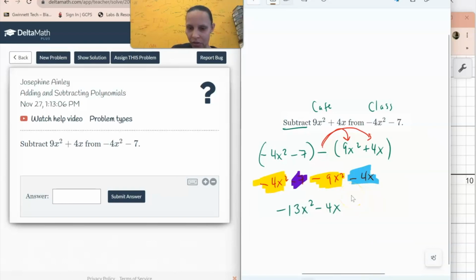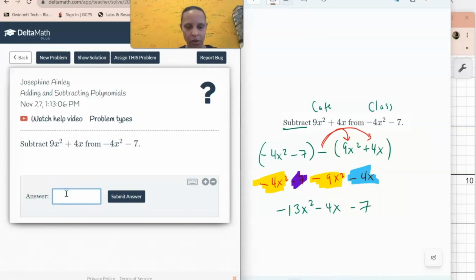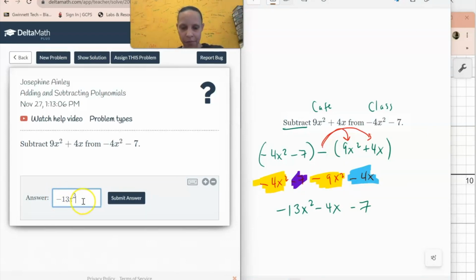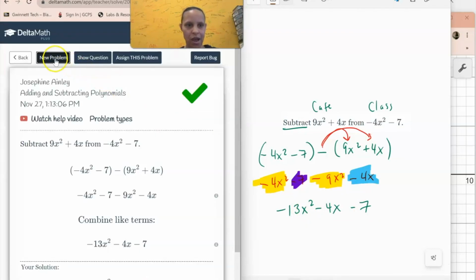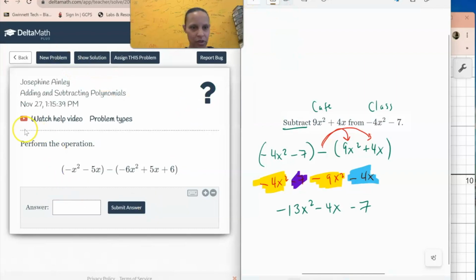All right, so -7, and that's it. So we are done. That was a nice easy one. So 13, sorry, negative, make sure you're writing what you have done. 13x squared minus 4x minus 7. Always double check to make sure you wrote down what you have on your sheet of paper, and in this case I did. So I am done.